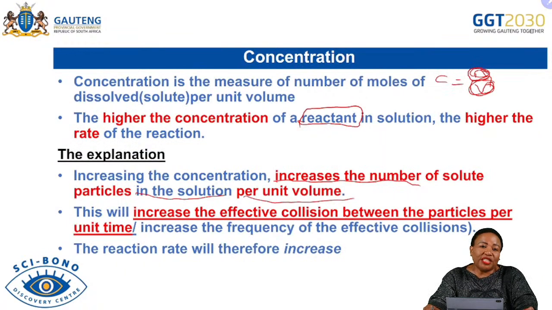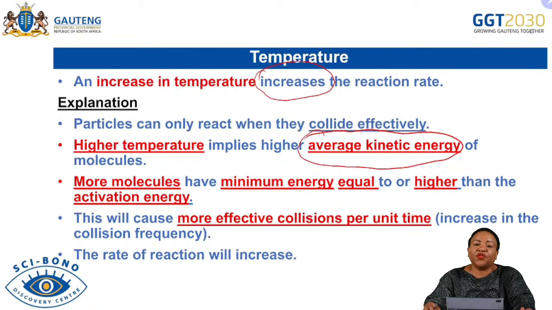We also look at the concentration. How does the concentration affect the rate? We also explained that in terms of the surface area and the concentration, we only change the surface area and the concentration of the reactants. In terms of the concentration, we change the concentration of the aqueous solution. We said the higher the concentration, the higher the rate of reaction. What we are doing is increasing the number of particles in a solution per unit volume, and we are increasing the effective collisions between the particles. And definitely the rate of reaction will increase.